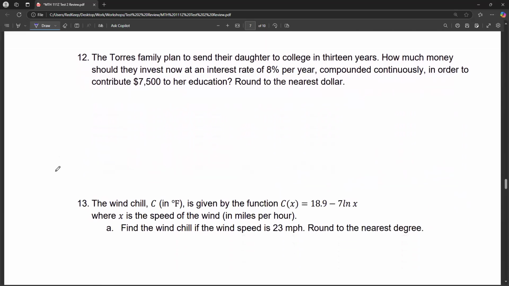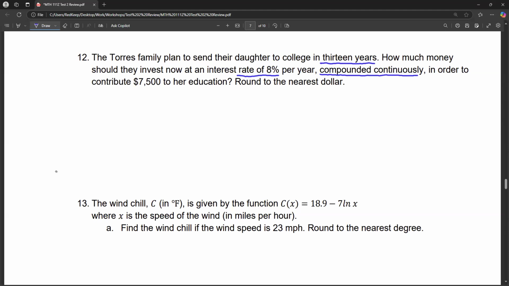Okay. So question 12 is talking about the Torres family and their daughter. They're saving for college, right? And so this is a key thing here, just actually in the first thing. They say, well, it's in 13 years. Okay. How much money should they invest now at an interest rate of 8% per year? Okay, I'll underline the 8%. And then they say, well, it's compounded continuously.